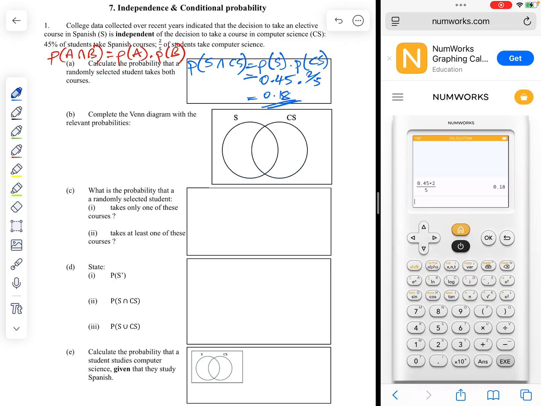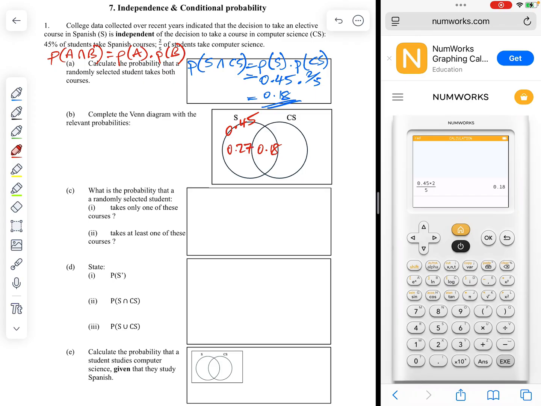B. Complete the Venn diagram. So we have a circle for Spanish, a circle for computer science. Where they intersect, we can see from part A, 18%, 0.18 will be there. Above, we had 0.45 for Spanish, so I'm going to write 0.45. That corresponds to all the people in the Spanish circle. So with the subtraction, we get 0.27.